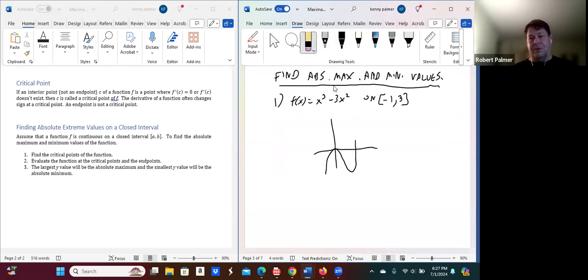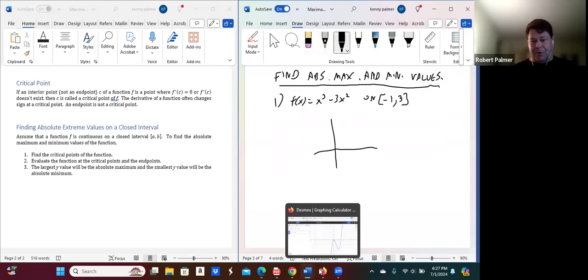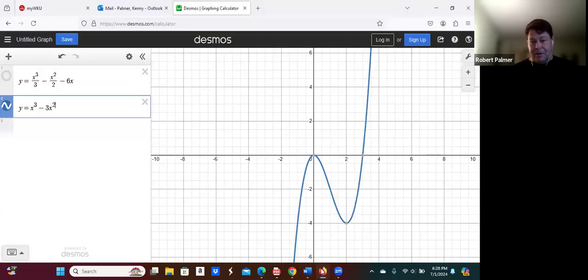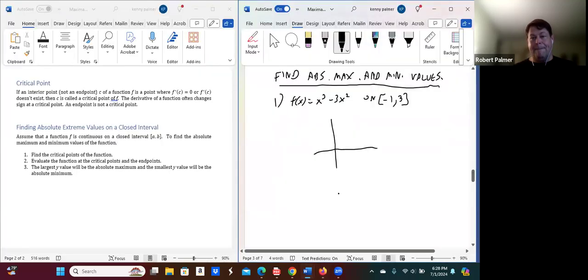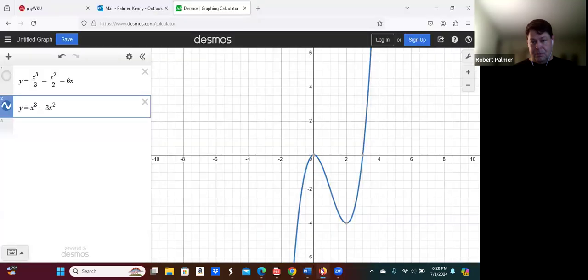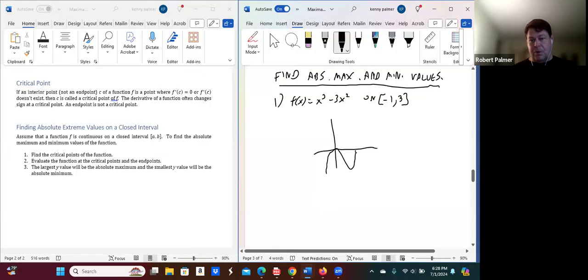Sorry, let's try that again. Let me take a look at it one more time. Okay, so here is -1. Actually, here's 3. It looks something like that on that interval.